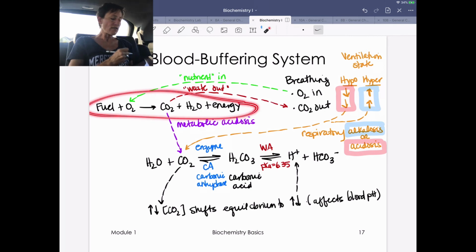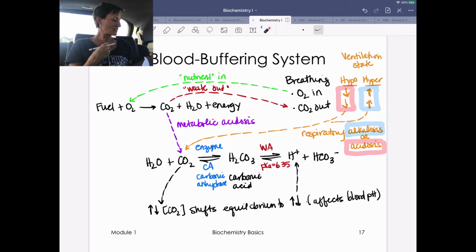So coming back to our very first slide in our course, we talked about this main fuel equation. We generate CO2 as a waste product. So CO2 as a waste product put into the blood will shift this equilibrium to the right. It will increase the concentration of H+, which means we drop pH, which means we go into a state of what we call metabolic acidosis. Acidosis, meaning we lower blood pH, we make it more acidic, and we call it metabolic acidosis because it's metabolism that's initiating that process. Okay?